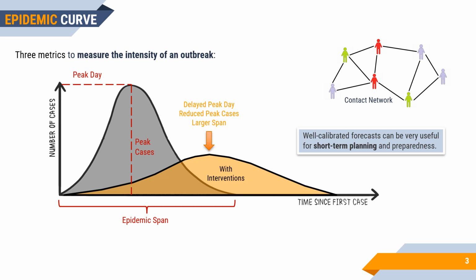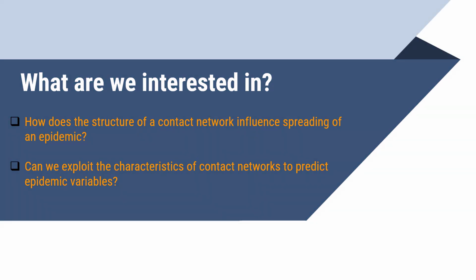So this was a brief background of the epidemic dynamics on networks. So what are we interested in? We will see how the structure of a contact network influences the epidemic dynamics, and secondly, how we can exploit these characteristics to predict epidemic variables.